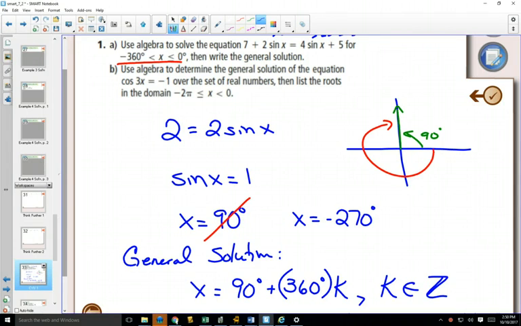So the domain that's here says negative 360 to 0, which is basically you're looking once around in the negative direction. We know that our answer was 90, but 90 isn't between negative 360 and 0, so then I'm finding this red one here. What angle would that be? Negative 270. So that's why the answer is negative 270.